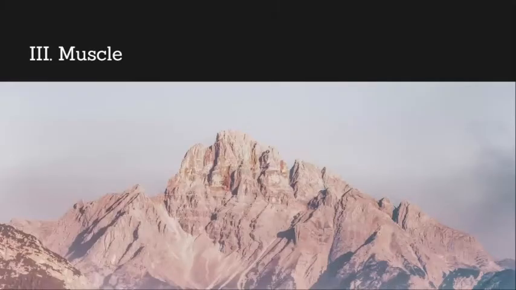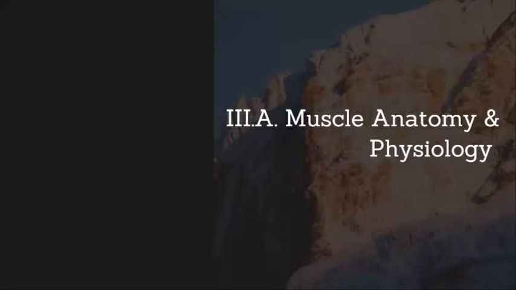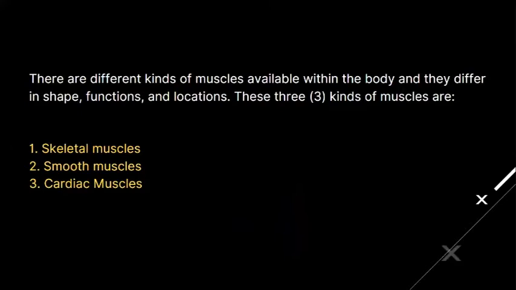And now, let's move to the last part of the musculoskeletal system, which is the muscle. So in muscle, we have, of course, the structure and functions of our muscle. There are different kinds of muscle available within the body, and they differ in shape, functions, and locations. And we have 3 kinds of muscles. Just like our bones, their function, shape, and location also differ.